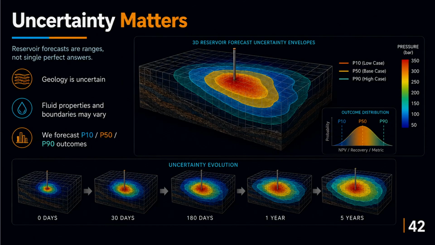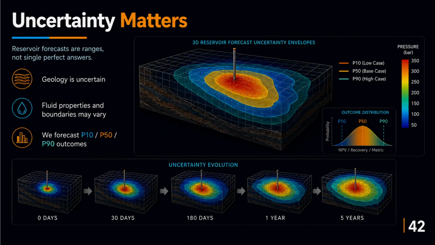One model may predict a small plume, another may predict a larger plume, and another may predict higher pressure near a fault. All of them may be plausible based on available data. This is why uncertainty should be part of the workflow, not an afterthought. We can generate multiple realizations of geology, rock properties, relative permeability, capillary pressure, boundary conditions, and fault properties. Then we run simulations for each realization and analyze the range of possible outcomes.